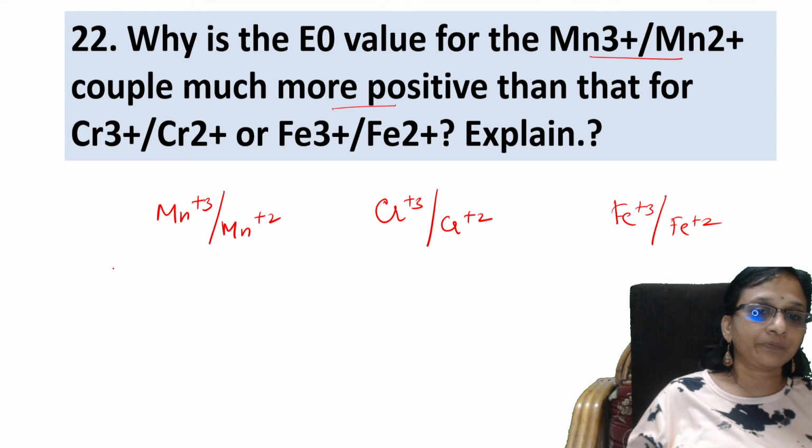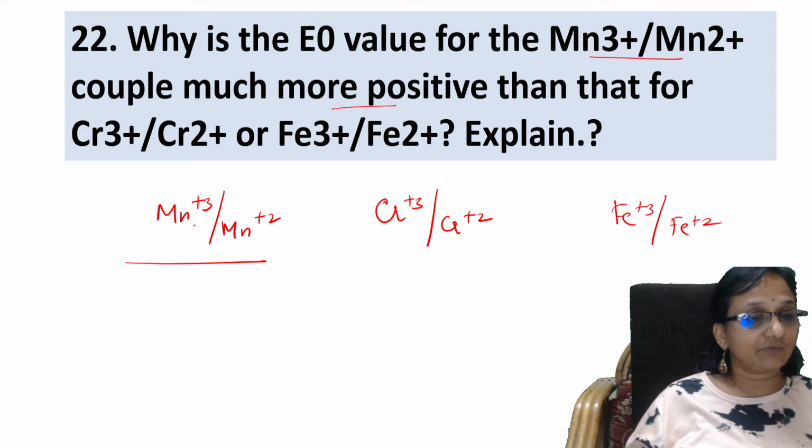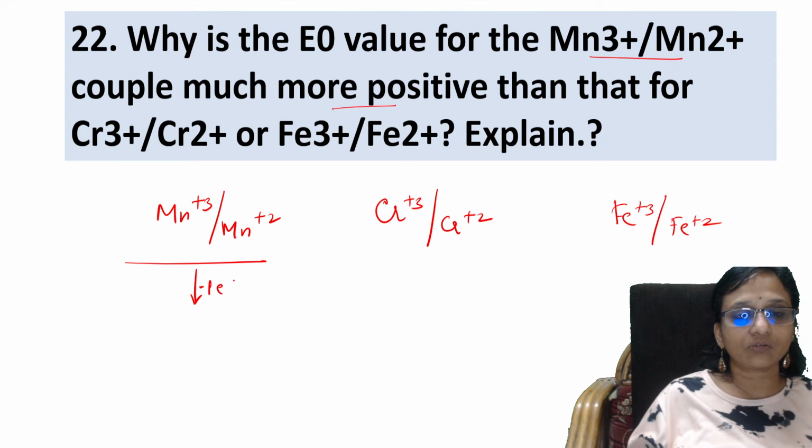Now you tell me. In manganese, from where to where is it going, students? By losing one electron, it is going from 3d4 to 3d5. Okay, this is what? This is stable.